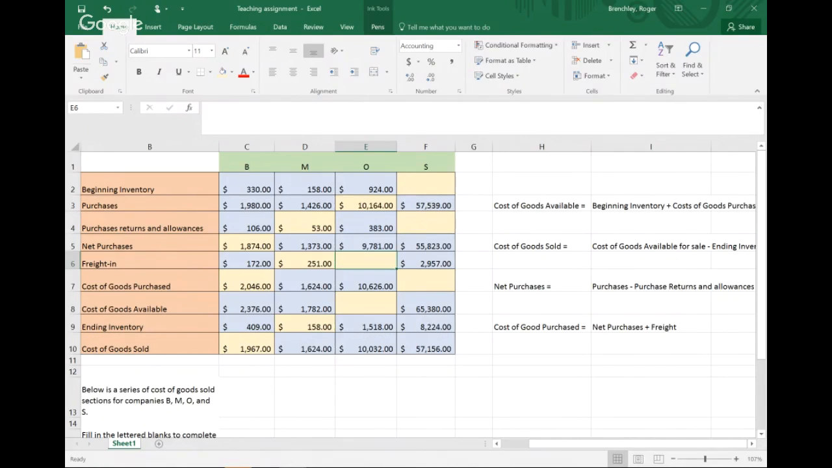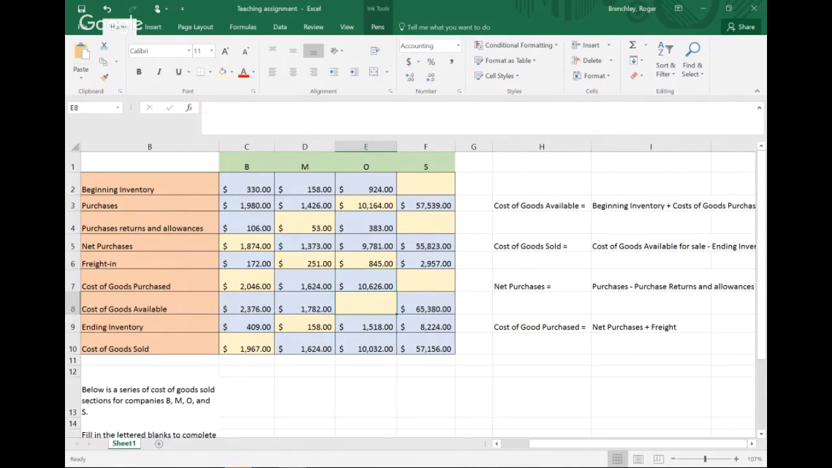Okay, so we got our freight again. And this is very similar. We just did that over there. So that's going to be our cost of goods purchased minus our net purchases. And that gives us our freight right there. So that should all add up and all make sense.